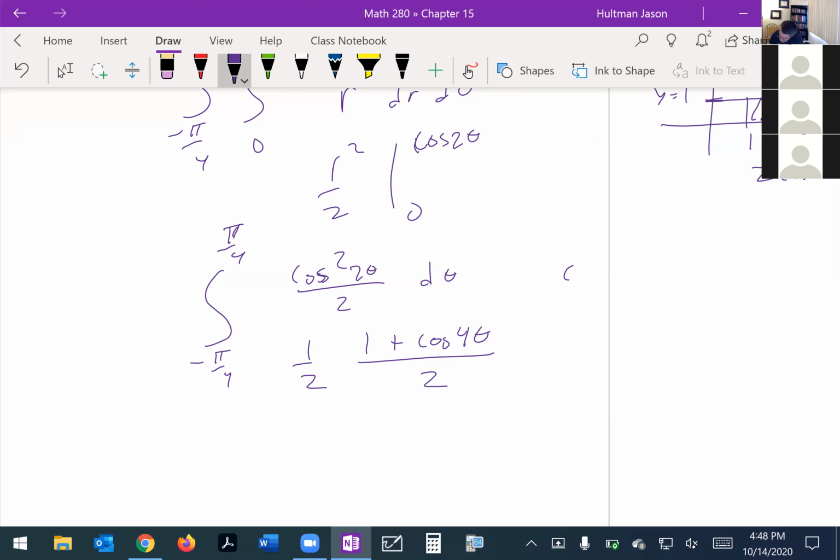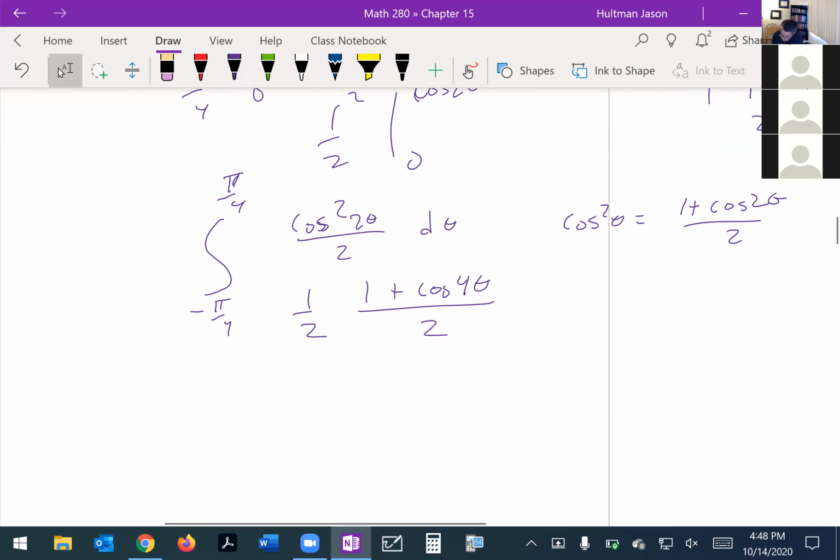Because cosine squared theta is equal to 1 plus cosine 2 theta over 2. But in this case, we have 2 theta. So I had to replace theta here with 2 theta, which makes it 4 theta.